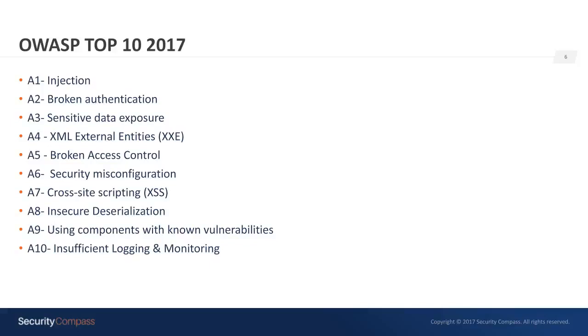Then insecure deserialization, that's the 8th issue. And then you have using components with known vulnerabilities. This especially is applicable to third-party components, which often get used in a development environment. The reasons could be multiple. You don't have to reinvent the wheel for everything. A lot of times it makes better business sense to reuse an existing component.